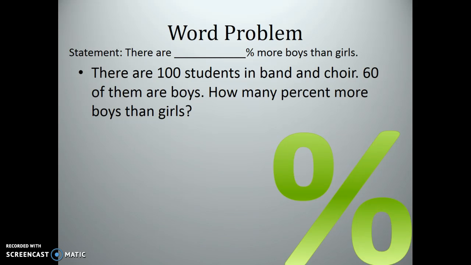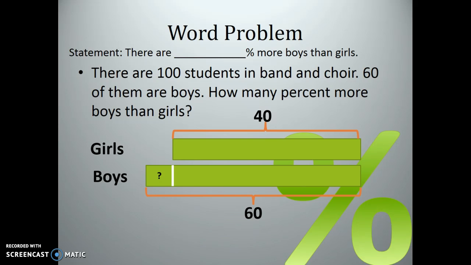There are 100 students in a band and choir. 60 of them are boys. How many percent more boys are there than girls? So again, we're going to find the difference between boys and girls. Now this problem requires an extra step because we're given the number of students in the band and choir, but we're only told how many boys there are. So we can assume that since there are 100 total students and 60 of them are boys, 40 of them are going to be girls.